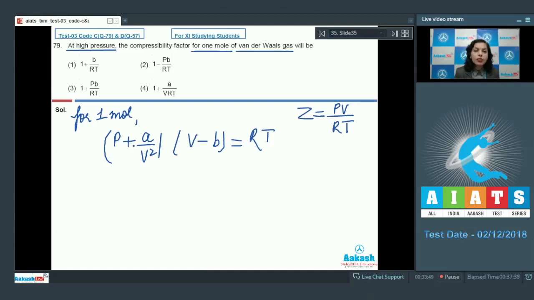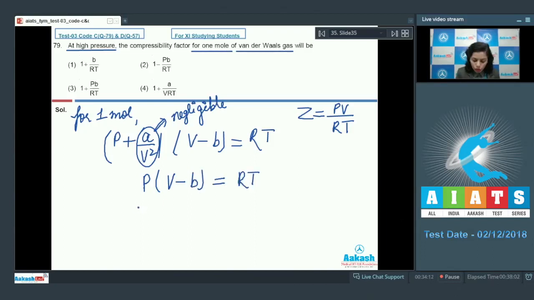Now, in this case, we know that pressure is very high. That is why this value of A by V square is negligible. So this value we'll assume negligible because pressure is very high. That's why the formula that we consider here is P(V minus B) is equal to RT, or we can also represent it as PV minus PB, that's equal to RT.